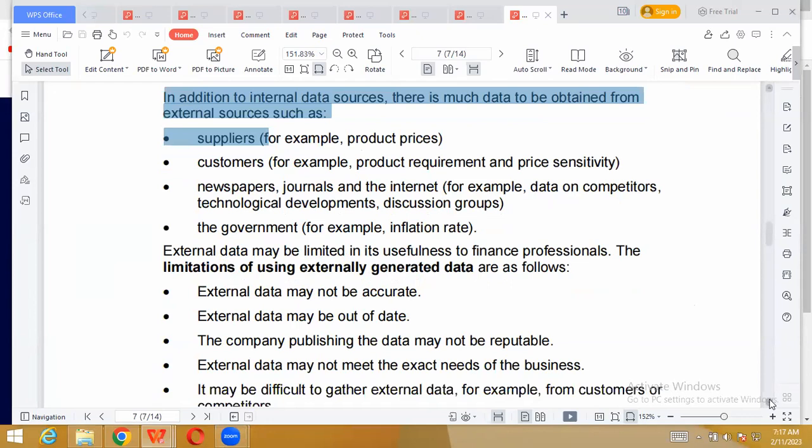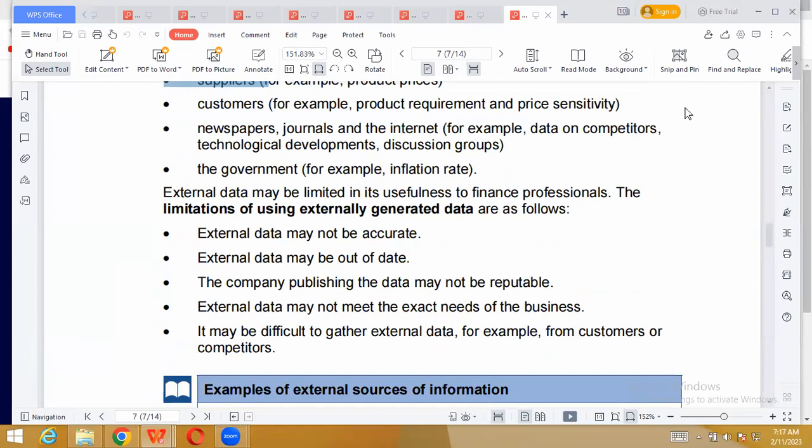Why is external data not as useful? Because, one, external data may not be accurate. External data may be out of date, and the company publishing the data may not be a reputable company. So if you take other companies' information, it might not be reputable, right? And external data may not meet the exact needs of the business.